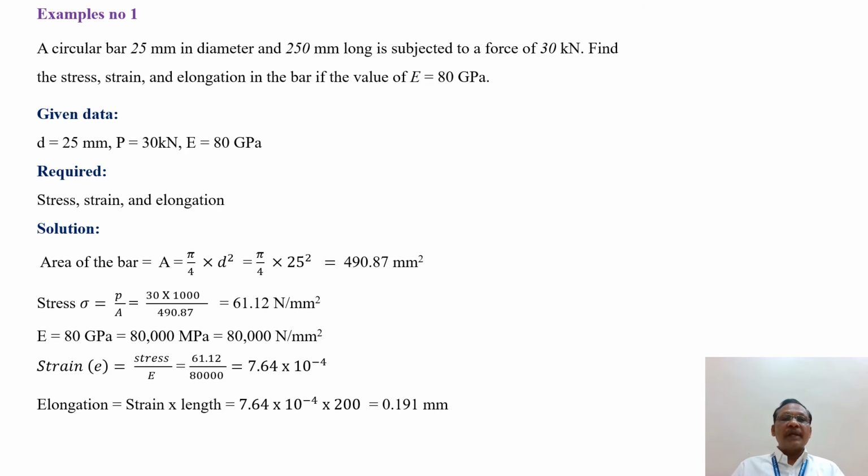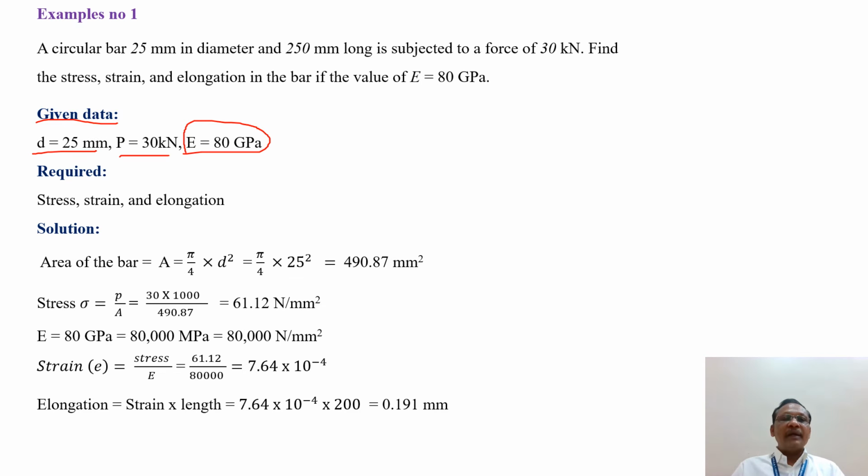Let us take a simple example. A circular bar of 20 mm in diameter and 250 mm long is subjected to a force of 30 kN. Find the stress, strain, and elongation in the bar if the value of Young's modulus is 80 GPa. So first of all, you write down the given data. What is given? Diameter of the bar is given as 25 mm, load is given as 30 kN, and Young's modulus is given as 80 GPa.